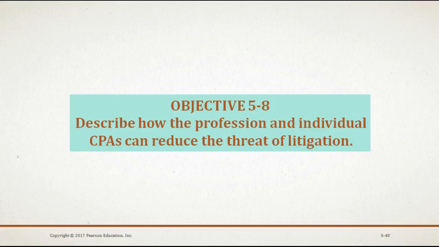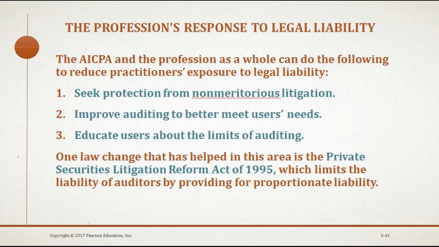We have covered the accountant's liability. The next discussion will be on how the profession and individual certified public accountants can reduce the threat of litigation. The American Institute of Certified Public Accountants and the profession as a whole can do a number of things to reduce practitioners' exposure to legal liability. Legal liability can be reduced by seeking protection from non-meritorious litigation, by improving auditing to better meet users' needs, and lastly by educating users about the limits of auditing.